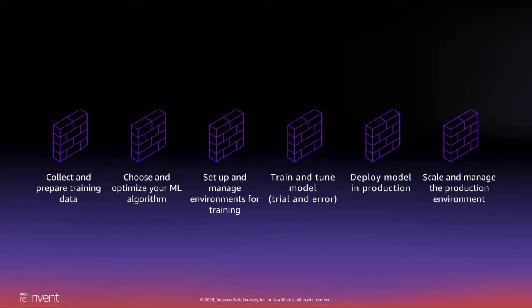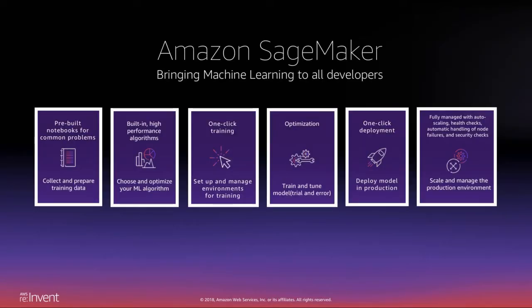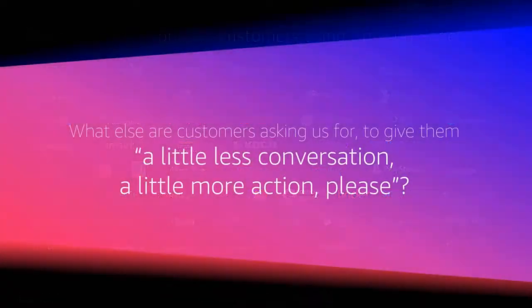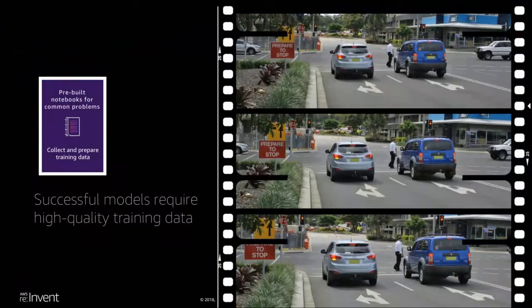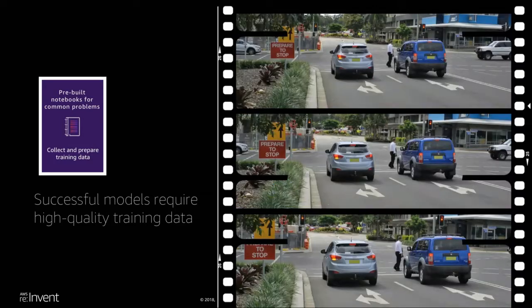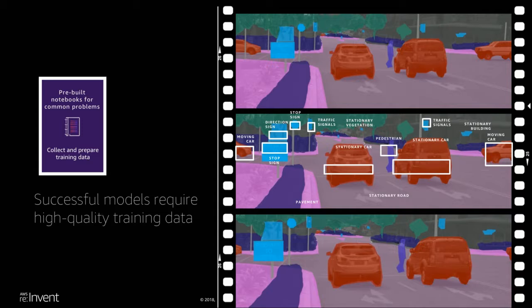SageMaker is solving lots of the issues that you have when you want to create and use a machine learning model. Lots of customers are using it. And one of the problems is, how can I find good data to do my machine learning training? Because if I want to create a self-driving car, I need labeled data with all the information that I can use to train a model that will recognize a car from a pedestrian.